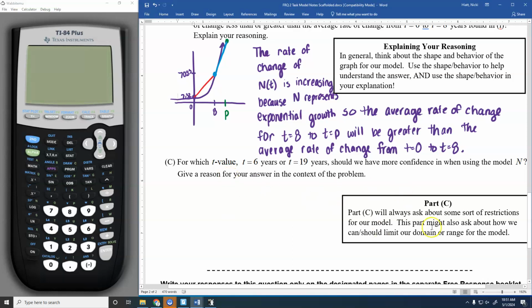Okay, so he says down here for part C, it will always ask about some sort of restrictions for our model. This might also ask about how we can or should limit domain or range for the model. There's a lot of things that could be asked here, and on some of the other questions we're going to see another way of doing this, but it's asking about some restrictions. In general, the further out you get from your actual data, the less reliable your data is. If we take population data for Elkin right now, and we use it to predict the population of Elkin in 2200, it's probably not going to be accurate, right? But if we use it to predict the population a couple years from now, more accurate. If we use it to predict something within the scope of our data, most accurate, right? Like in this case, between 0 and 8, is going to be the most accurate.